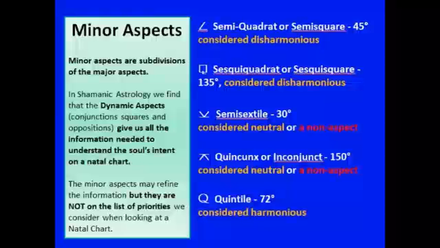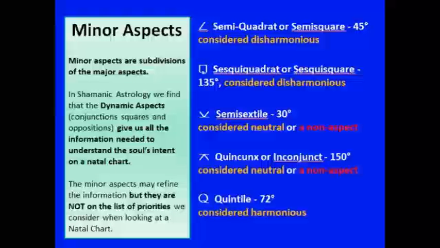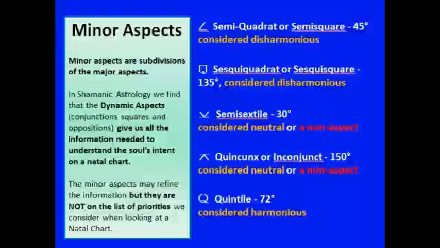Okay, so the minor aspects. The minor aspects are subdivisions of the major aspects. So the semi-quadrate or the semi-square is a 45-degree angle.